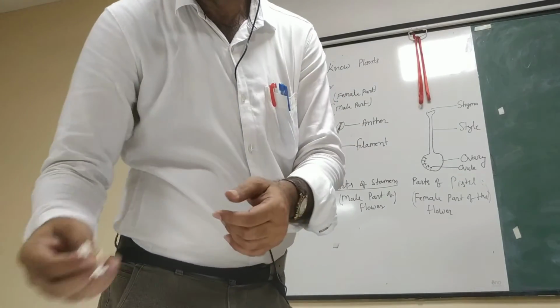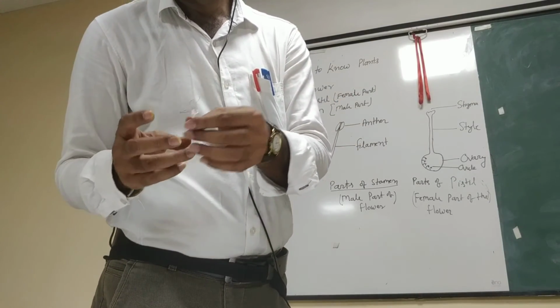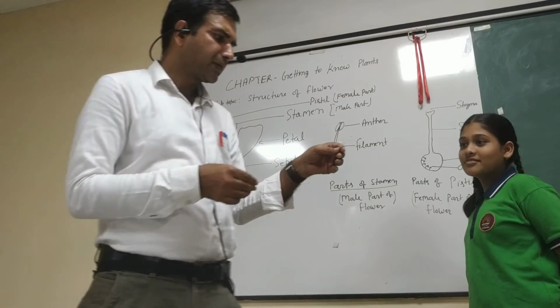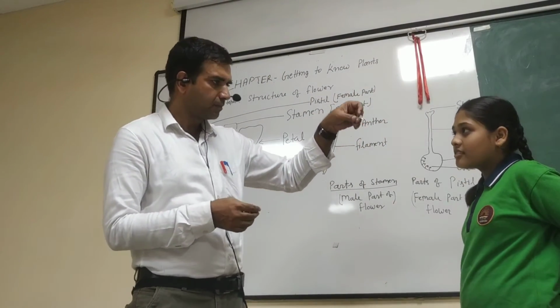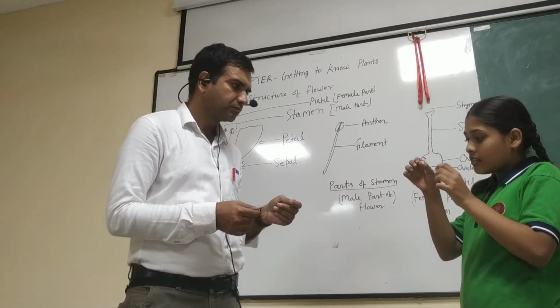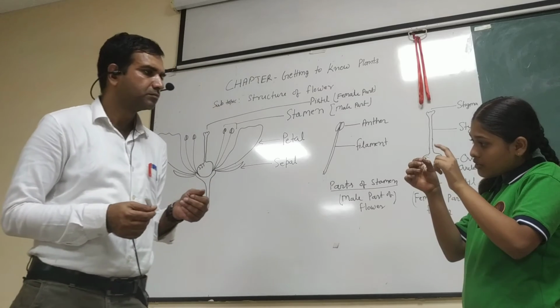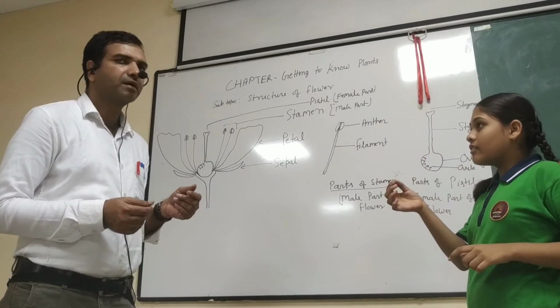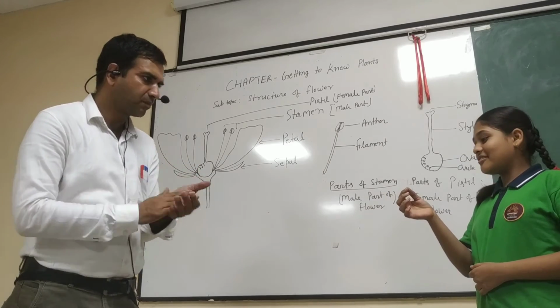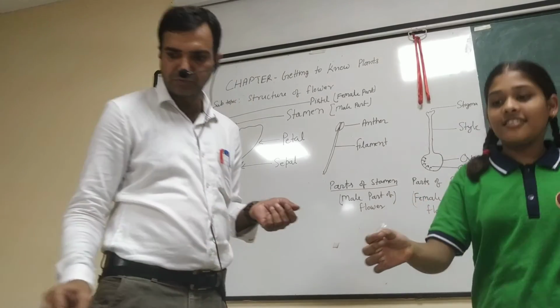Harshna, come here. Just take it and tell me how many stamens are there. Sir, 5. 5, that is right. Clap for her. बहुत अच्छे बेटा, बहुत. Put it.